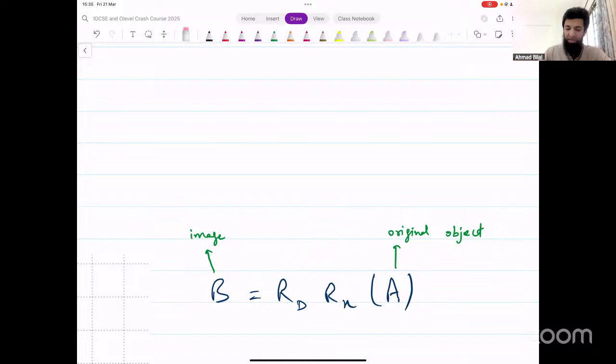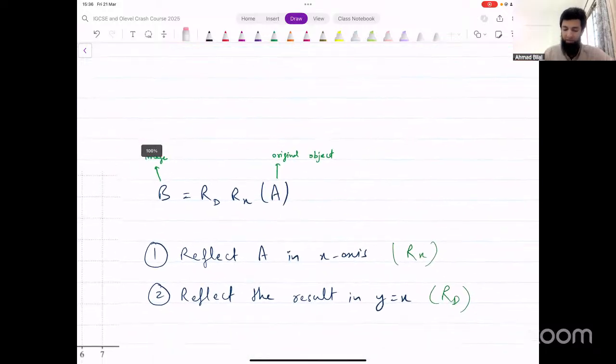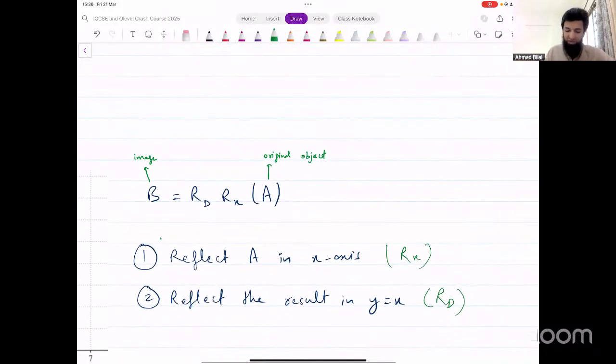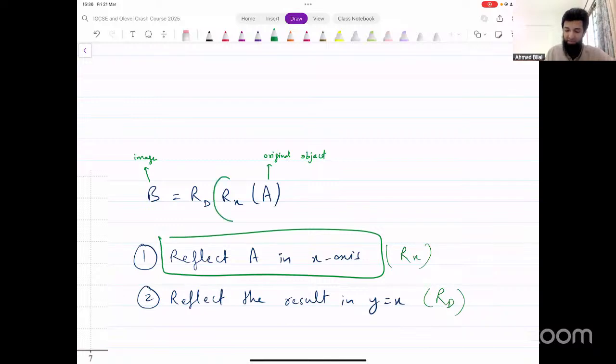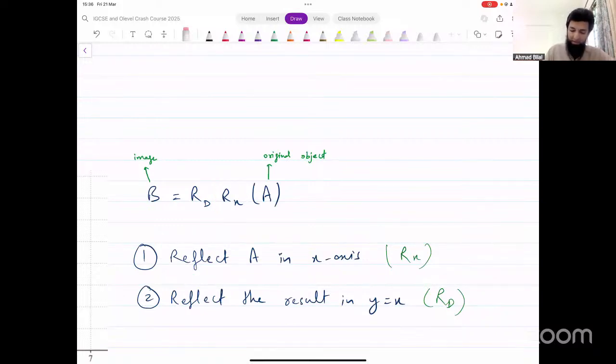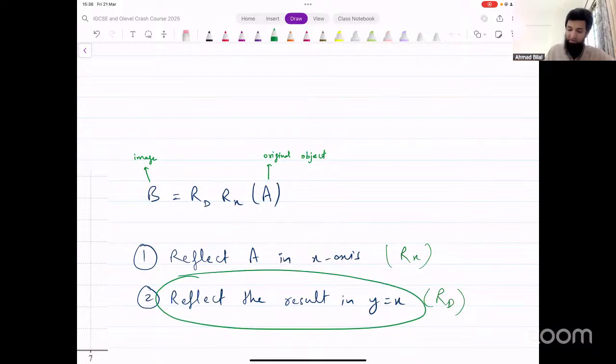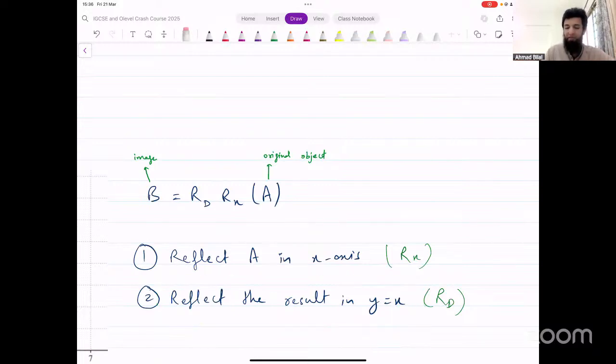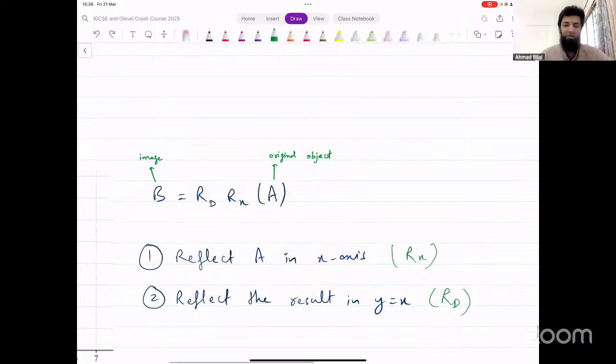So in this notation, when you have multiple transformations written like this, the one that is closest to the object applies first, and then the one that's further away. That's the order in which these transformations are going to be applied. So in this case, you would say first reflect A in the x-axis, that's Rx, and then reflect the result you get from the first transformation in the line y equals x, that's Rd. That's the order in which these transformations are going to work.